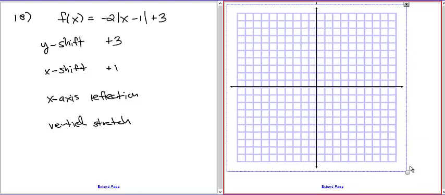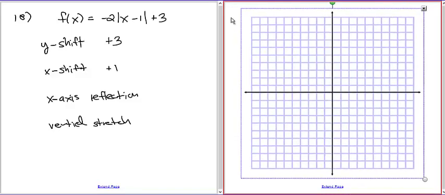So the best thing to do is draw the parent function, and then you can do the other transformations in maybe a light pencil. Okay, so this is the absolute value function. You can look it up on your sheet. The first thing you would do is the x-axis reflection. So this is going to be going down like that.